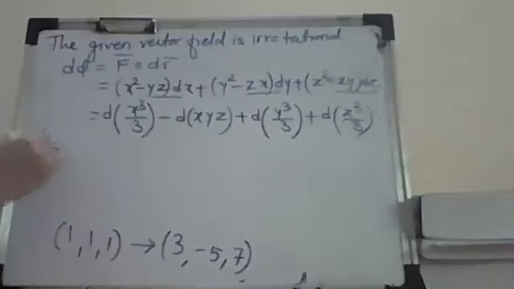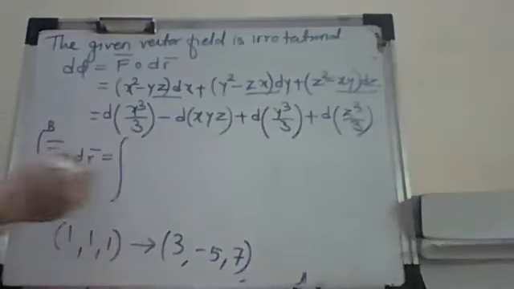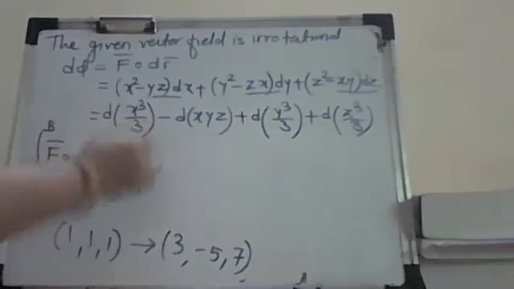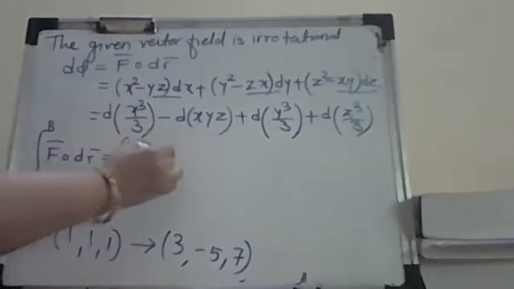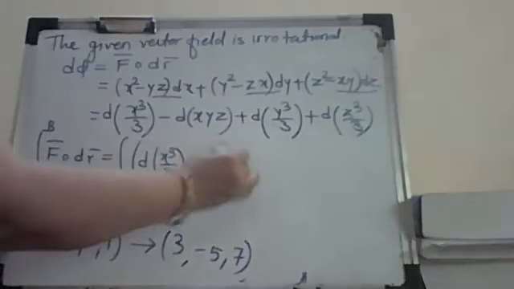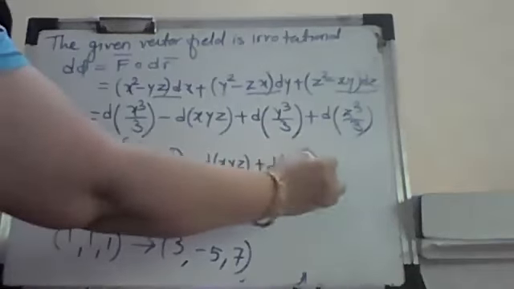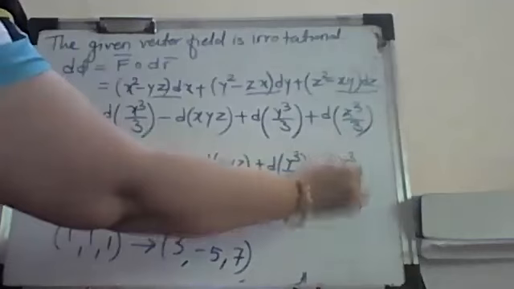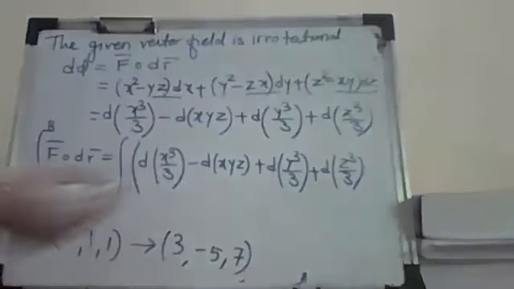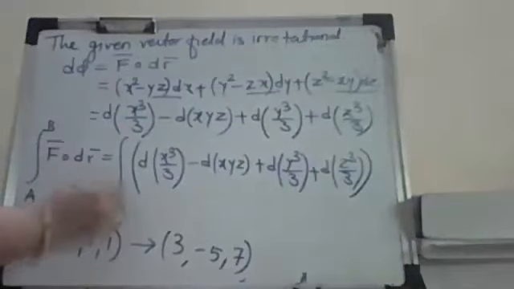Now what will this be? So the line integral of f bar dot dr bar over the curve c, that is from a to b, where a is this point and b is this point, is equal to, I just write it as d of x cube by 3 minus d of xyz plus d of y cube by 3 plus d of z cube by 3. The integration is with respect to those many variables, and here from a to b.